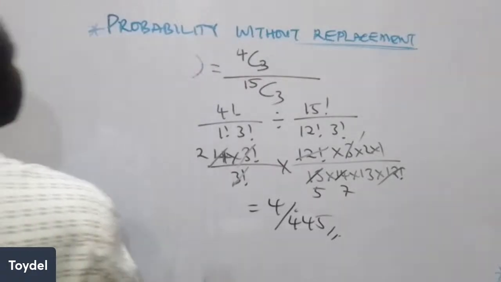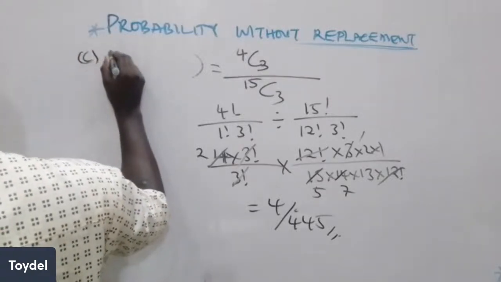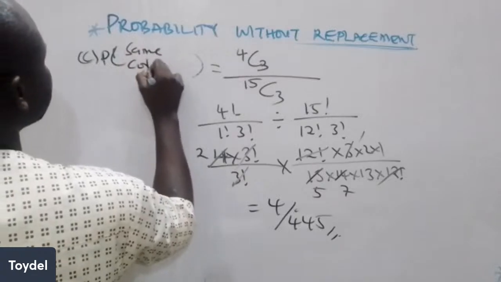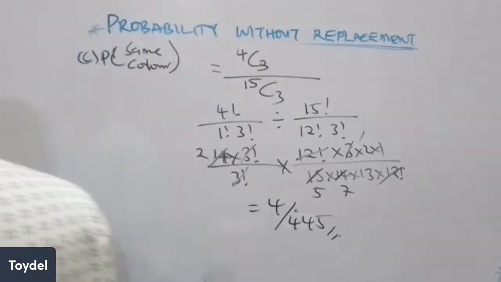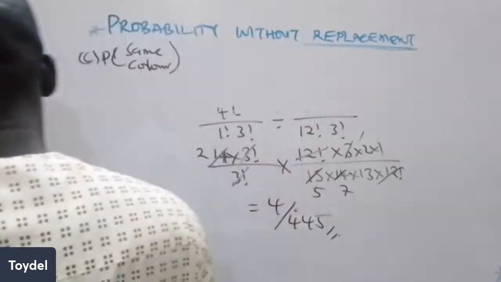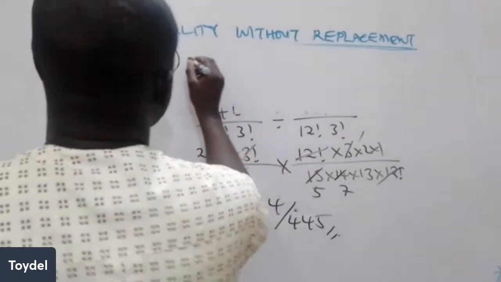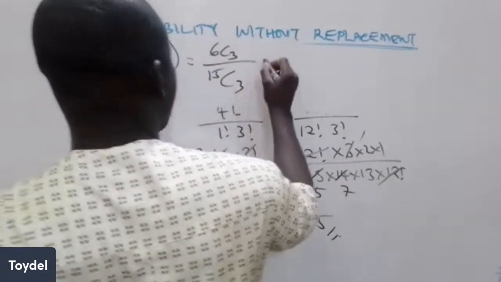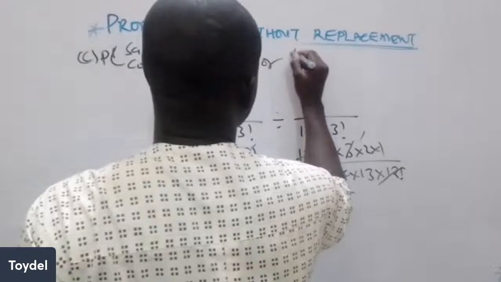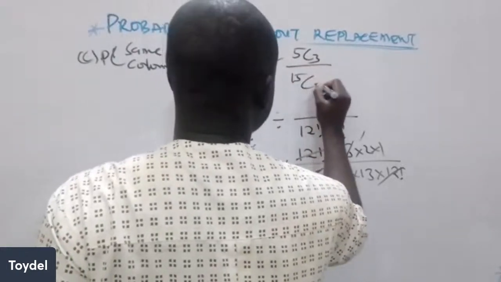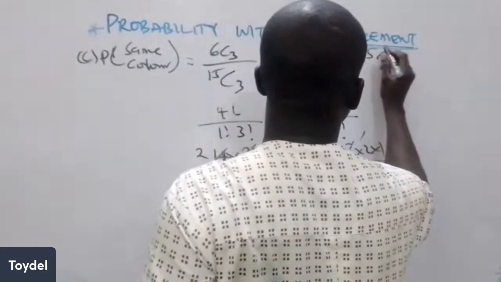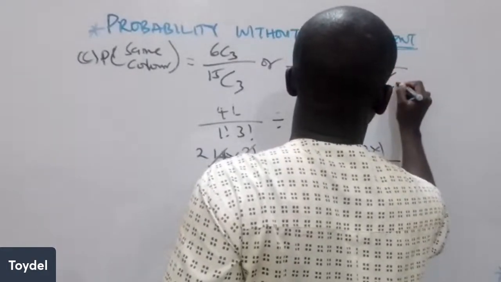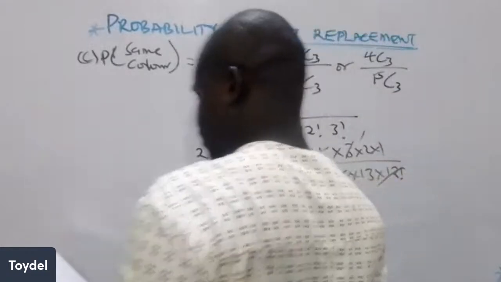So we go to the third one, the probability that they are of the same color. Under this same color, this is what we do. You know, we are dealing with probability without replacement. So if they are of the same color, then the probability is, we have 6 combination 3 all over 15 combination 3 when they are red. When they are blue, 5 combination 3 all over 15 combination 3. Or when they are green, there are 4 green balls, 4 combination 3 all over 15 combination 3. So that's what we are going to get.